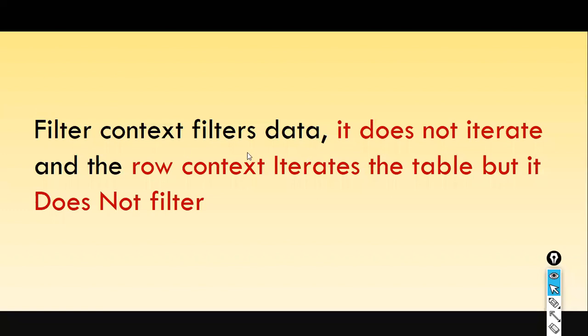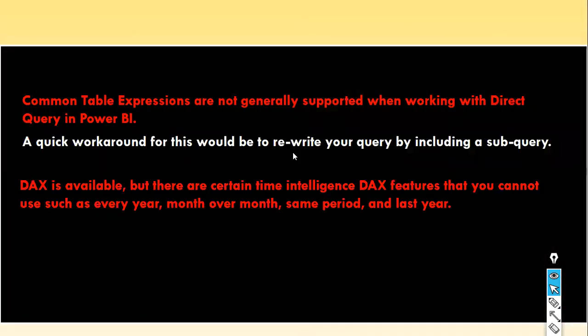The next thing is filter context. What is filter context? Filter context filters the data, whereas it does not iterate. In the case of row context, it iterates the table, but it does not filter. But is it possible to have the coexistence of row context with filter context? That is also possible. Along with the row context, you can apply the filter context. We explained in the last session how to do that.